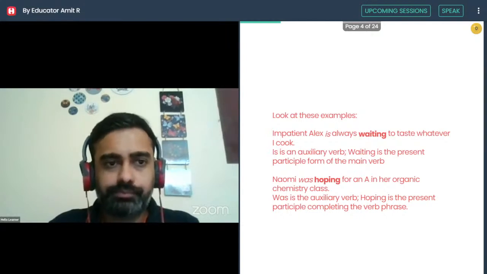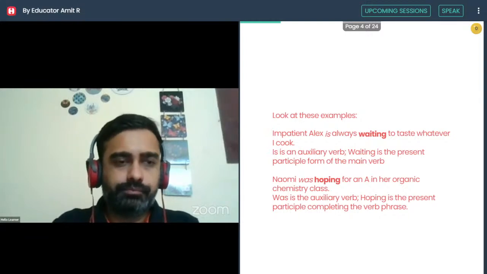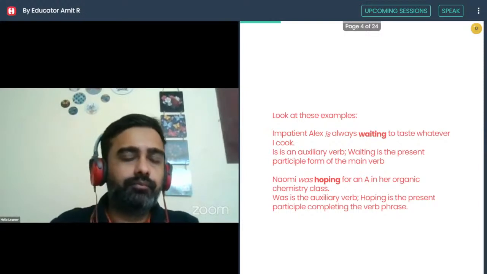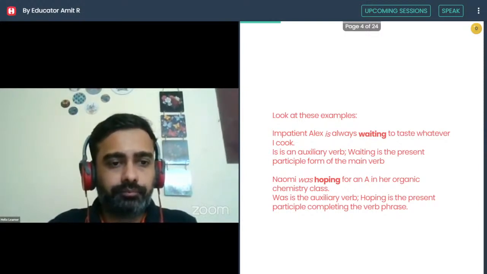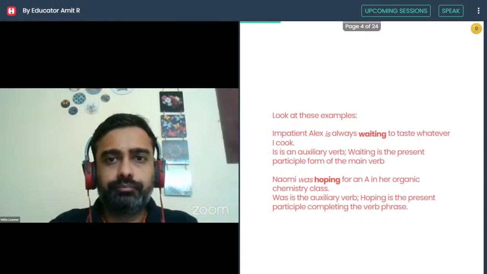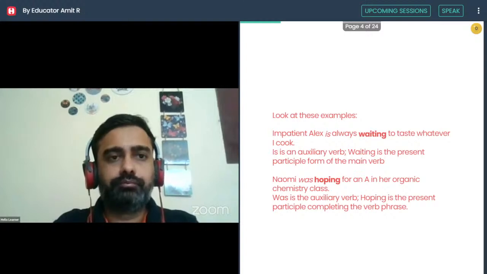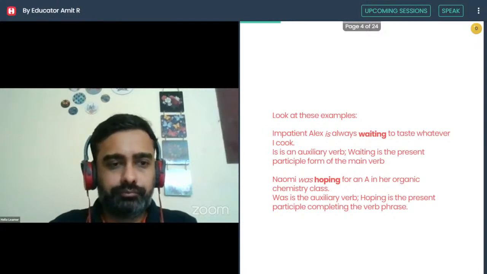Page 4. Look at these examples. Impatient Alex is always waiting to taste whatever I cook. Is is an auxiliary verb. Waiting is the present participle form of the main verb. Numi was hoping for an A in her organic chemistry class. Was is the auxiliary verb. Hoping is the present participle completing the verb phrase.